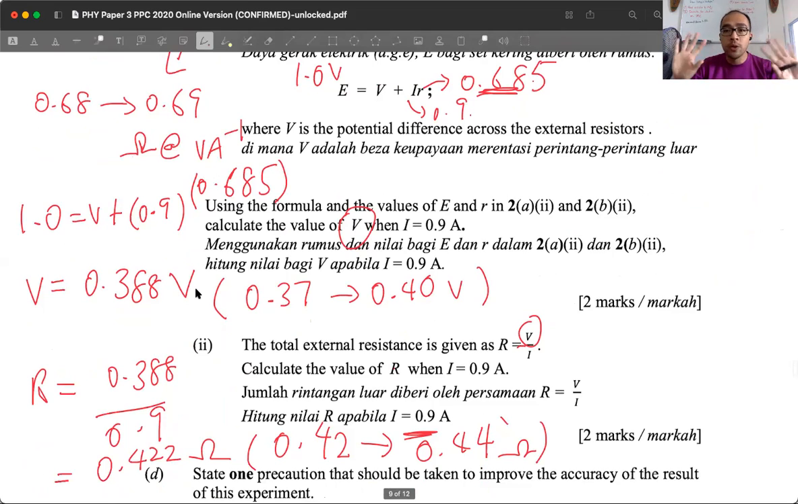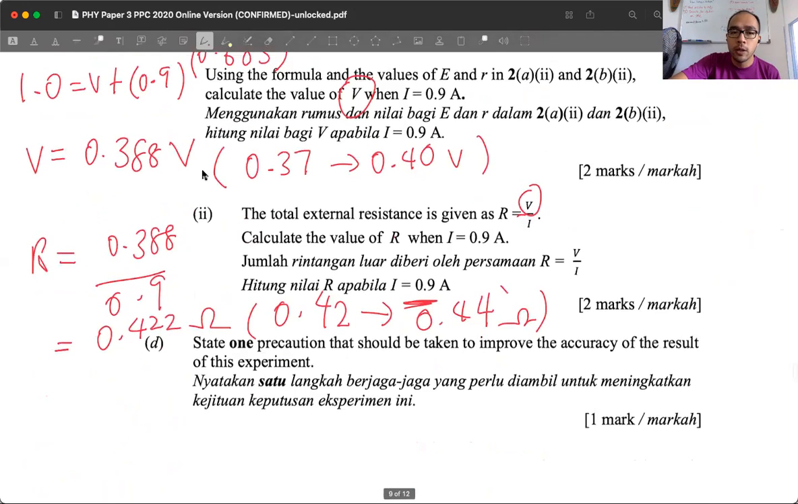The moment I don't see a unit, I don't look at the value, because what's the point of looking at the value? No unit, out. So if your answer falls in this range, please come and check. Come and ask me for that extra mark, because I may have marked it wrongly.